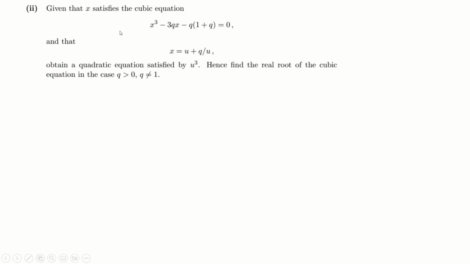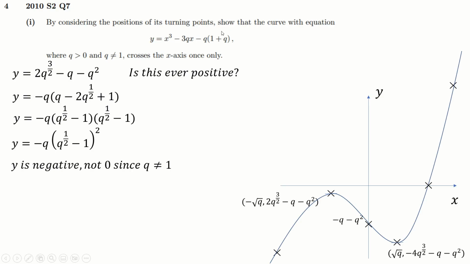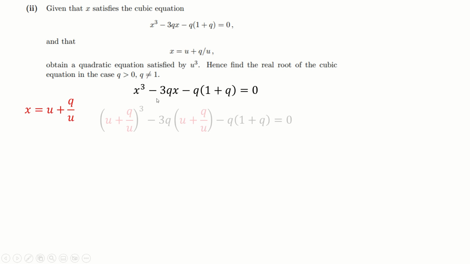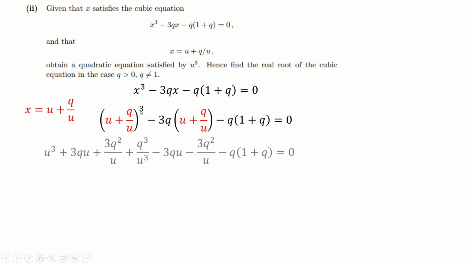Next part is, given that x satisfies this cubic equation, which I think is the same thing we were looking at before, it is, good, and that x equals this, they're asking us to make this substitution to obtain a quadratic in u cubed. So okay, let's make the substitution then. Let's just throw this straight in there to get this. This is a little bit annoying to expand, but it's just binomial, right? So it just goes 1, 3, 3, 1.